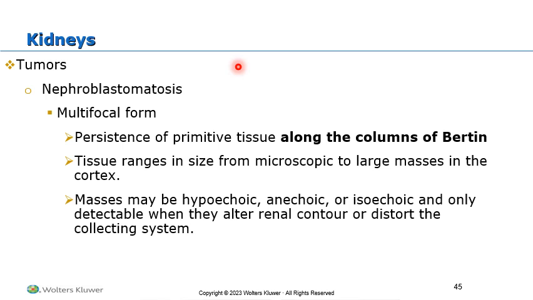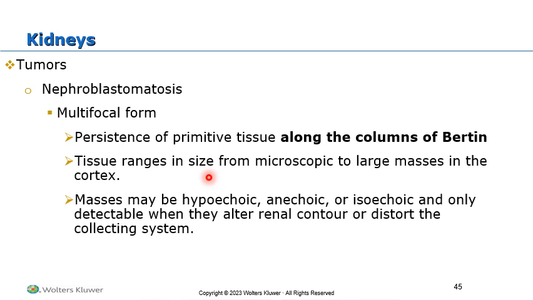You can also have a multifocal form, and this is because of a persistence of primitive tissue along the columns of Bertin. So remember, those columns of Bertin, they're going to divide the renal pyramids. And so because of the primitive or embryologic cell type in that region, they kind of act similar to, as I was mentioning, that rind around the kidney, and you can have the development of multiple areas of nephroblastoma in those regions.